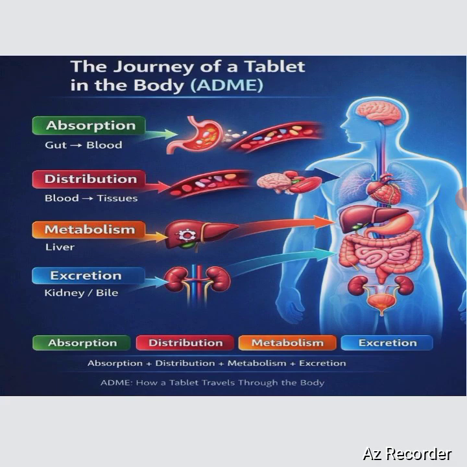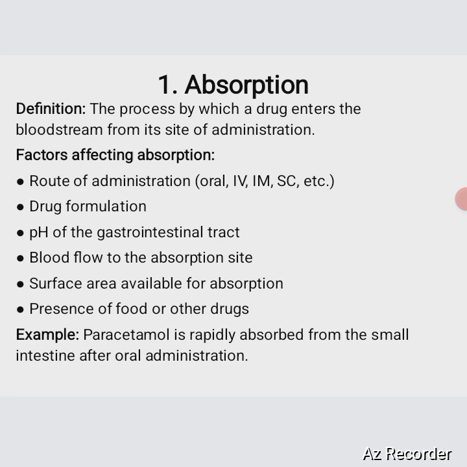That means ADME properties. The first one, absorption. What is meant by absorption? The process by which a drug enters the bloodstream from the site of administration. So what are the factors affecting the absorption process? Namely, route of administration. We have several routes of administration, namely oral, intravenous, intramuscular, subcutaneous, etc.